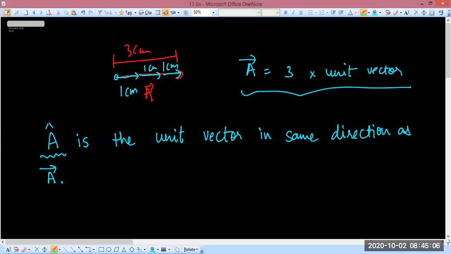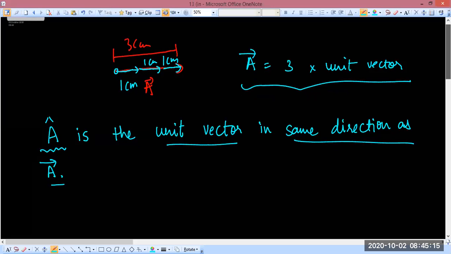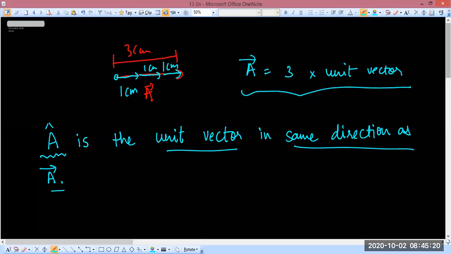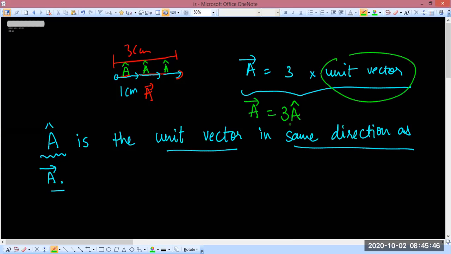Whenever someone writes A hat, it means the unit vector in same direction as A vector. Similarly, if someone writes B hat, that would mean unit vector in same direction as B vector. So here, this one single blue arrow is A hat. This another blue arrow is second A hat. This third blue arrow is A hat. So now I can finally write that instead of 3 into unit vector, I can write 3 A hat.